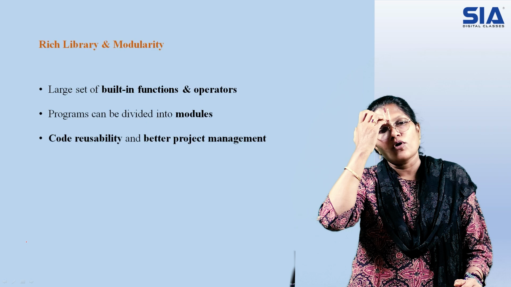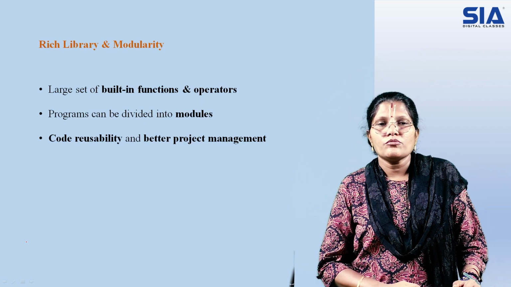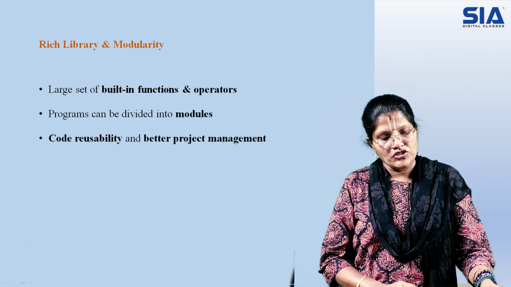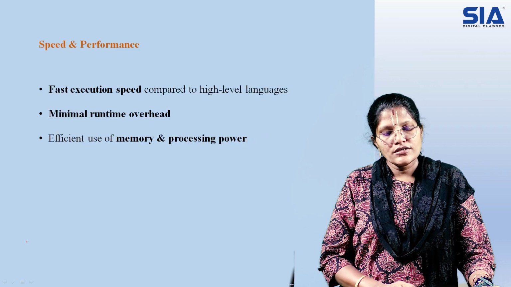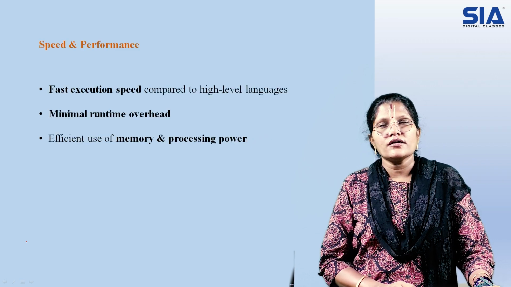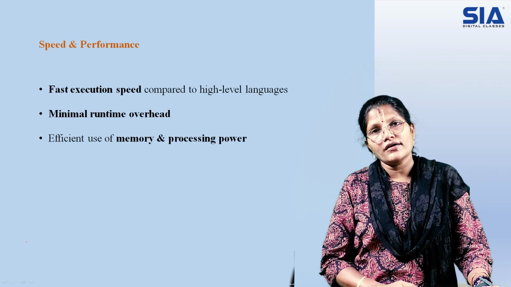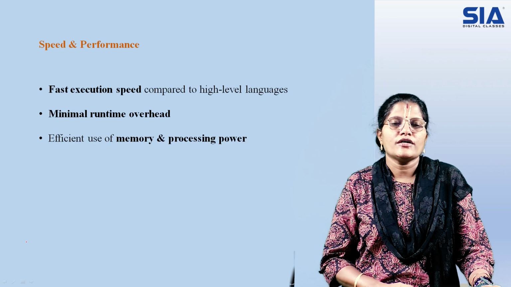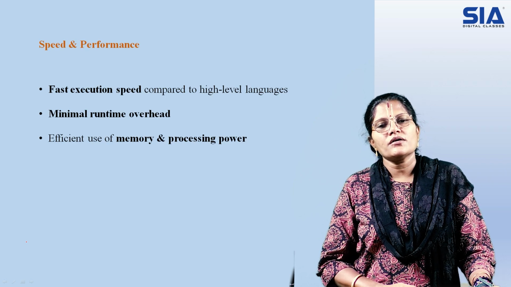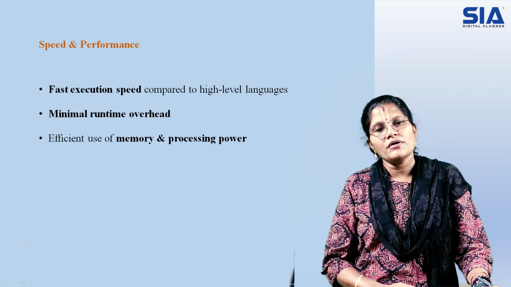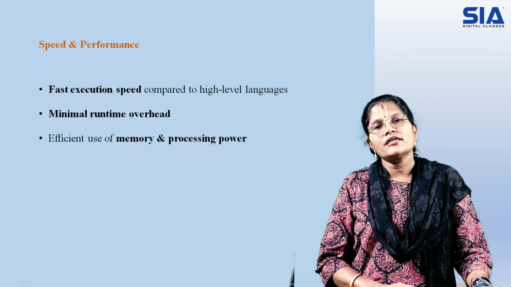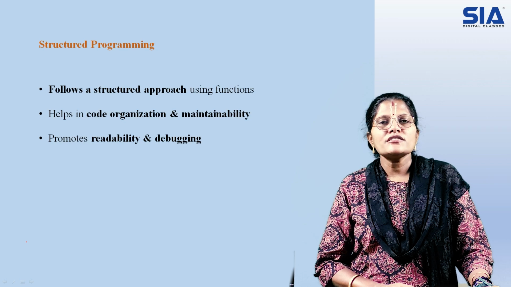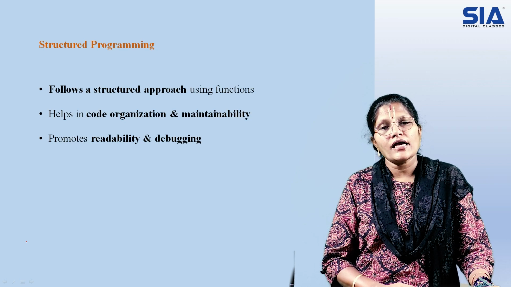When you talk about modules, the programs are divided into certain modules and the code can be reused for better project management. Next is fast execution, because C is very fast in executing and is able to interpret errors easily. For that reason, it is very fast in execution. At the same time, it makes maximal use of memory and is able to process data very fast.